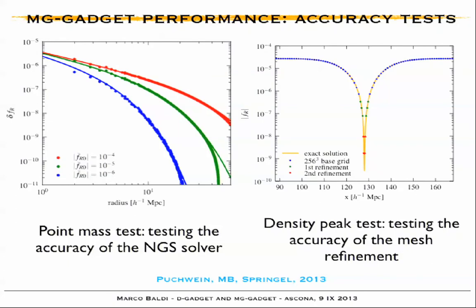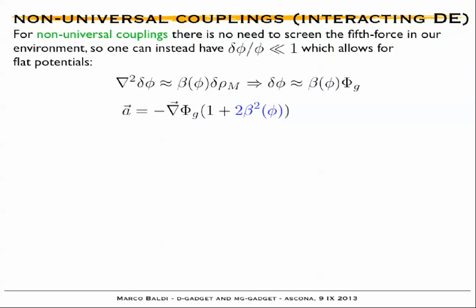So you see here, these are different colors and different levels of refinement. And as you can see, we can recover very well the expected behavior. Okay, so this was for universal couplings. Now there is the other possibility, which is non-universal couplings, which means that you assume that the coupling is strongly suppressed in the interaction between the scalar field and baryons, so you don't have fifth forces on baryons. On the other hand, the coupling is present in the interaction between the scalar field and dark matter.